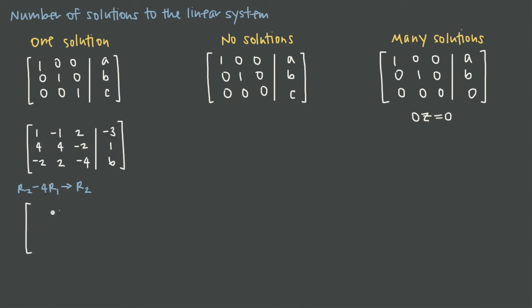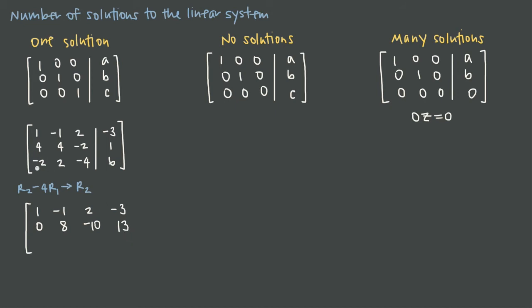So the first row is going to stay the same. We're going to have 1, -1, 2, and then -3. The second row will say 4 minus 4 times 1, or 4 minus 4 is 0. 4 minus 4 times -1 is 4 plus 4, or 8. -2 minus 4 times 2 is -2 minus 8, or -10. And then 1 minus 4 times -3 is 1 plus 12, or 13.